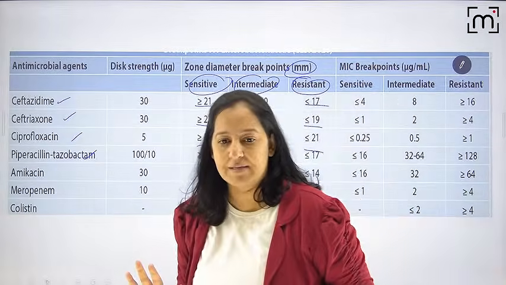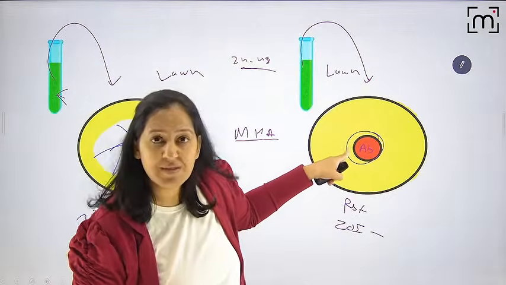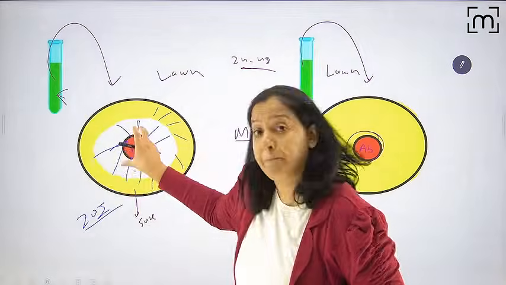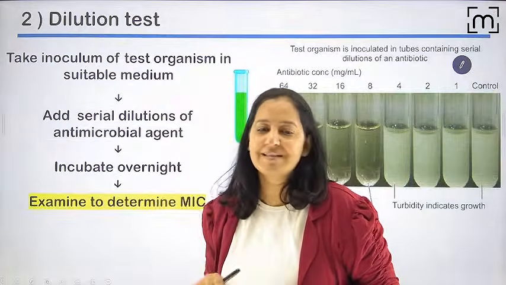You don't have to learn that list. You have to just learn the concept. If ZOI is very small or almost nil, it's resistant. If ZOI is big, it is sensitive. This is the basic concept you have to learn. You don't have to learn this list at your level.